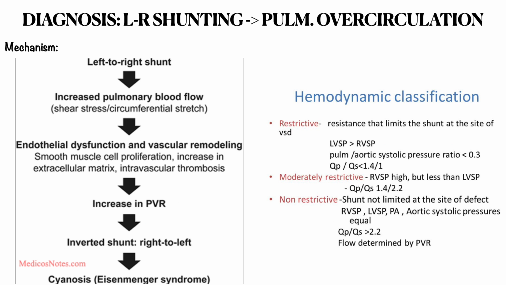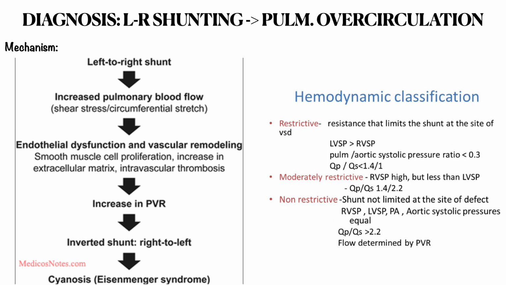And in moderately restrictive, RVSP is slightly high but still less than LVSP, and QP by QS is 1.4 by 1 to 2.2 by 1, that is the range. And in non-restrictive cases, the shunt is not limited at the site of the defect. RVSP, LVSP, PA and aortic systolic pressures are all equal, and QP by QS is greater than 2.2. So flow is determined by pulmonary vascular resistance. That is how it occurs.